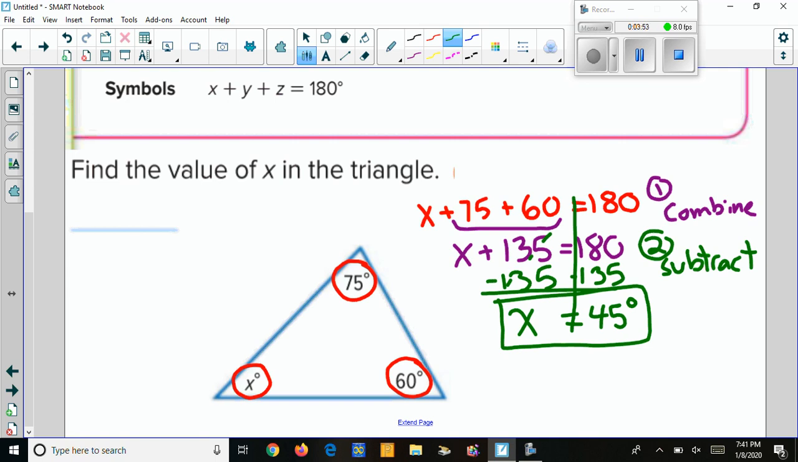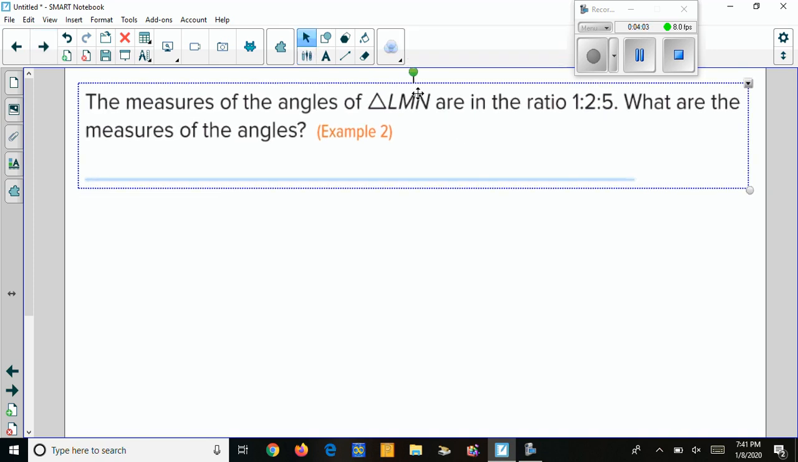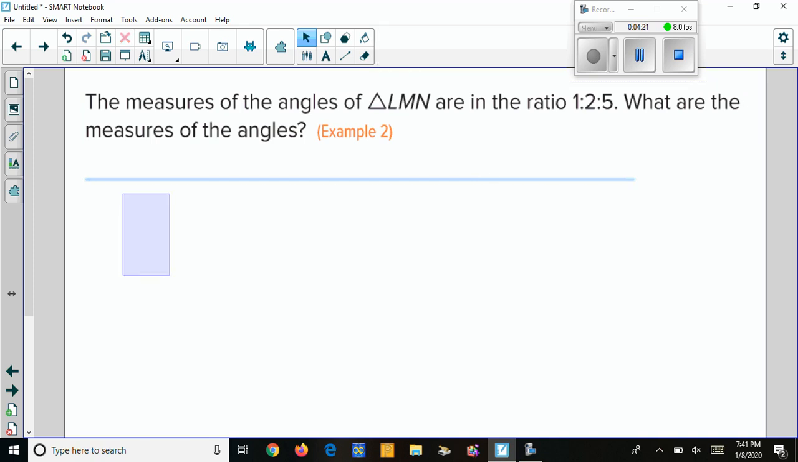Let's check out another example. This one is a little bit different. In this example, it says the measures of angles of triangle LMN are in the ratio of 1 to 2 to 5. What are the measures of the angles? We're going to find all 3. So I have a triangle.